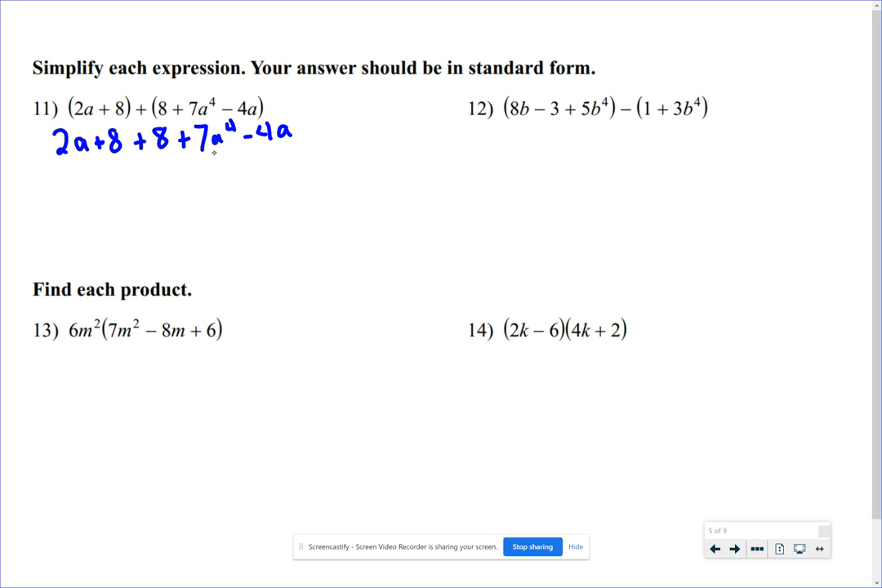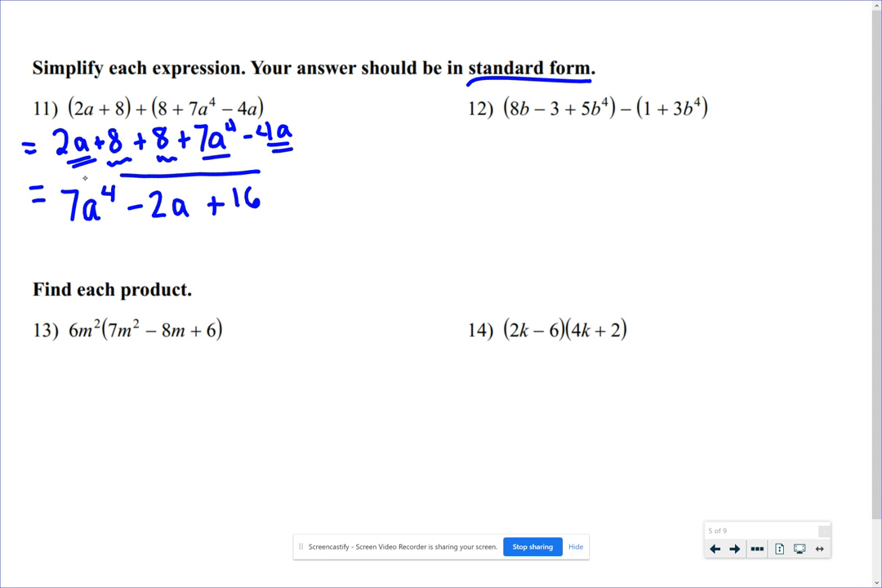Notice it said the answer should be in standard form. So when we rewrite our final answer, we need to make sure we put the highest power of a in the front. So that's going to be 7a to the fourth. Do I see any other a to the fourth power terms? No. Then I'm going to take 2a minus 4a and put that together as minus 2a. And then I'm going to put my 8 and 8 together as a plus 16. And I am finished.